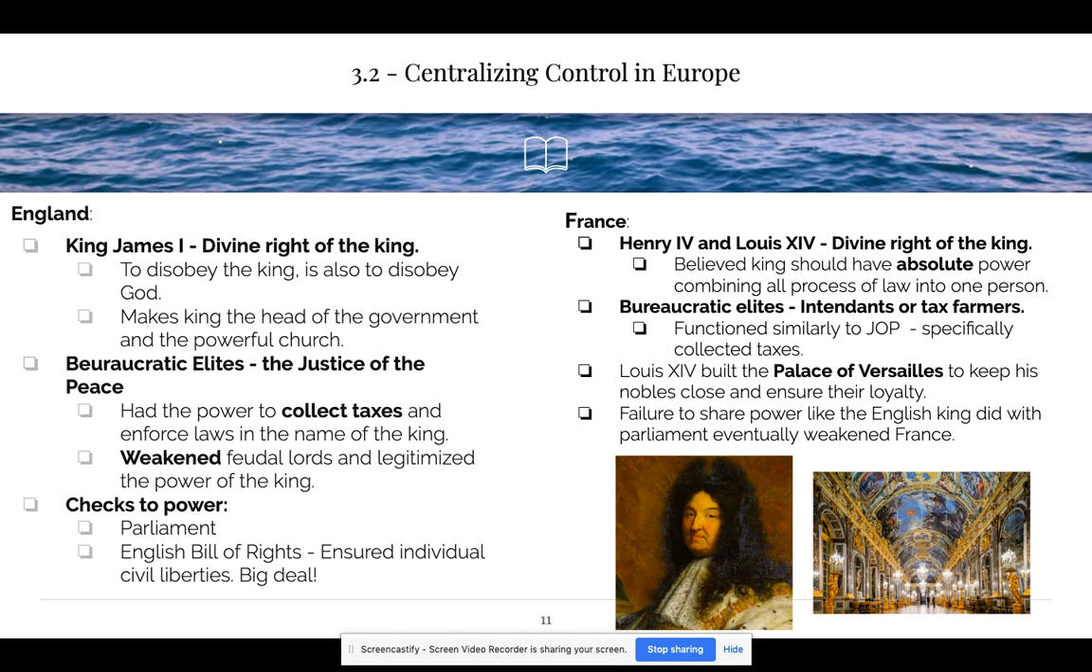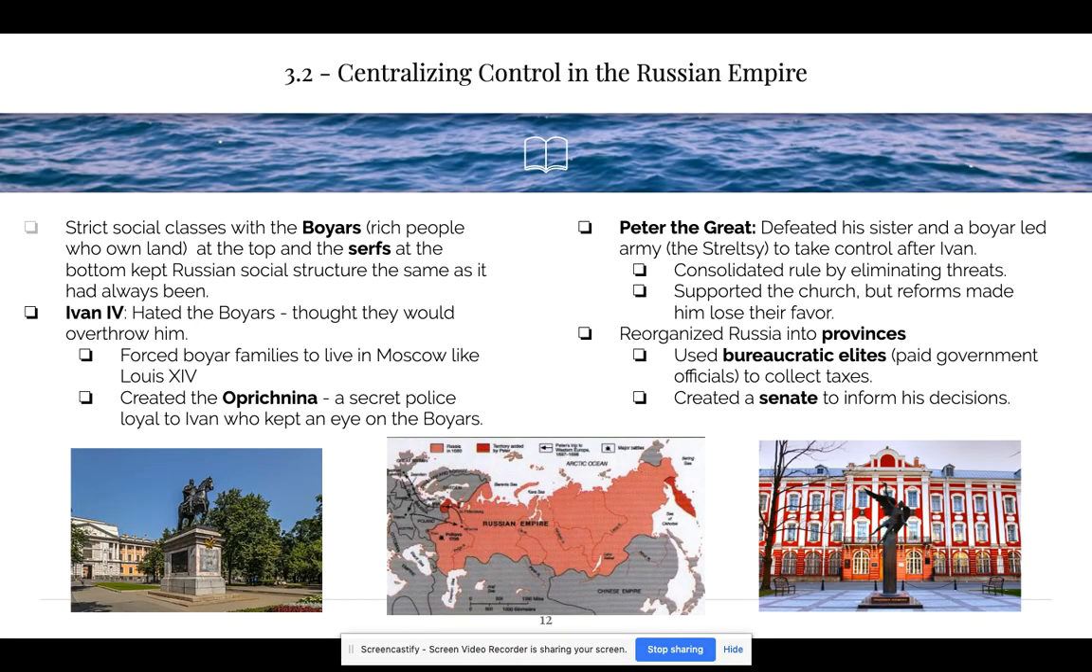Or 1700s, excuse me. France is weakened by its inability to share power. Now let's talk about Russia and how they centralized control.